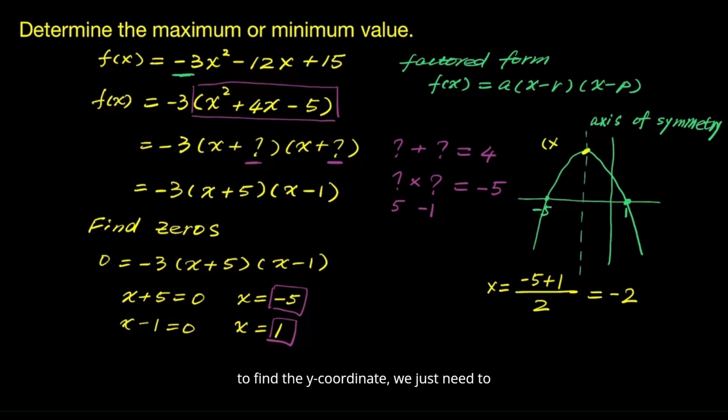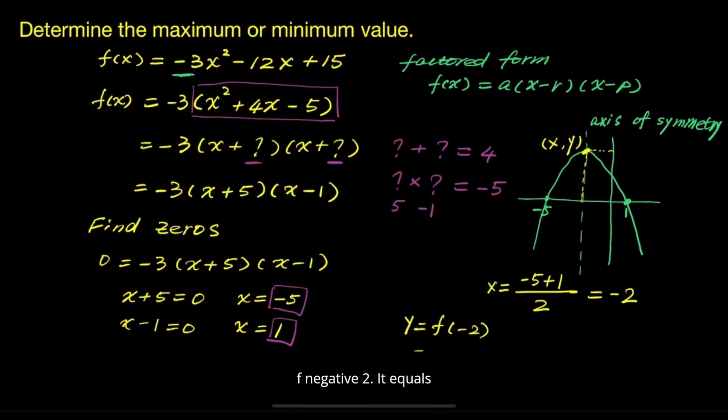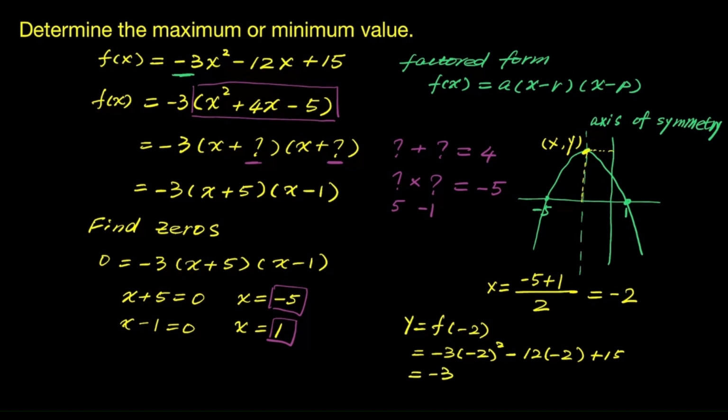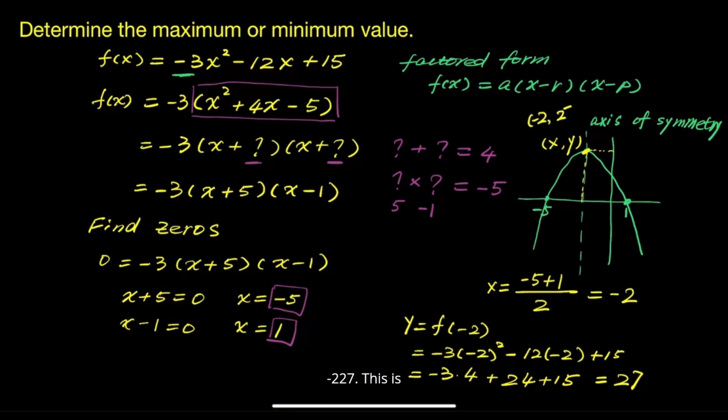Now to find the y coordinate, we just need to find the value of the function, or the value of y when x is negative 2. So y is f(negative 2), it equals negative 3 multiplied by negative 2 squared minus 12 multiplied by negative 2, then plus 15. So it equals negative 3 multiplied by 4 plus 24 plus 15, which is 27. So now you see the coordinate of the vertex is negative 2, 27. This is exactly the same result we got using the first method.